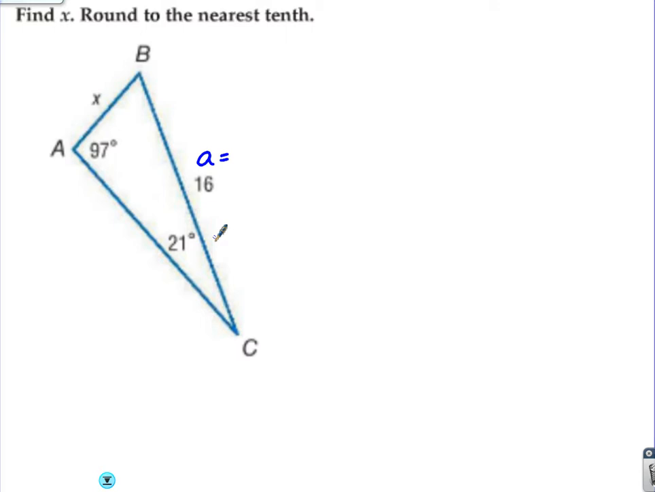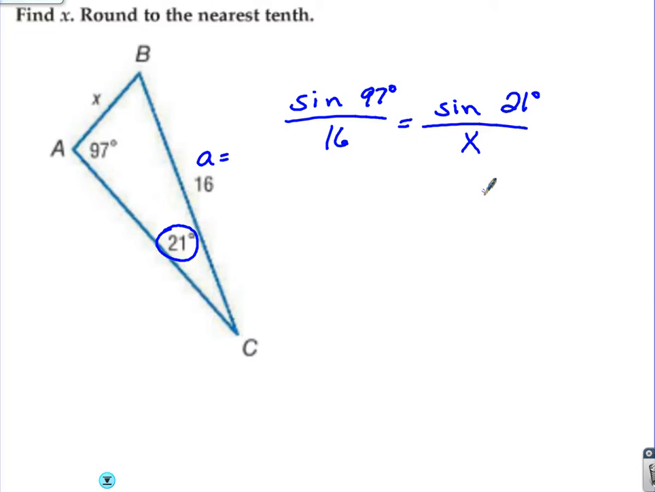Dylan, how big is side c? If this is angle C, you know where side c is located? x. That's it. It's the one across from it. So here's how you set it up. The sine of A over a, the sine of 97 degrees over a, 16, equals the sine of C, which is 21 degrees, over c. Solve the proportion, you're done.